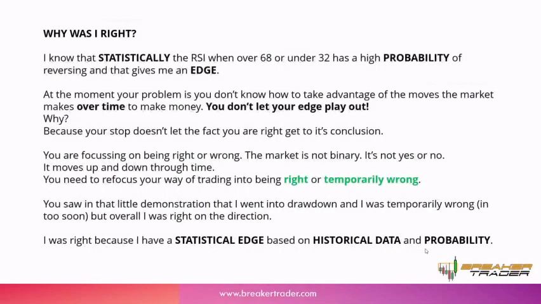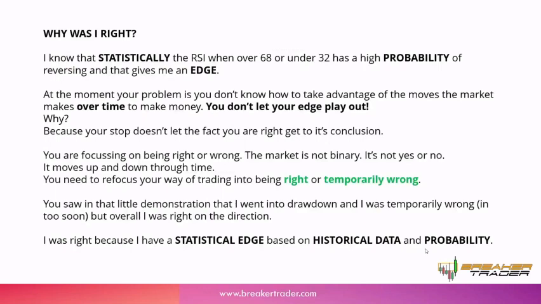Why was I right? All right, so let's have a look at why this entry strategy works. I know statistically the RSI, when it's over 68 or under 32, has a high probability of reversing, and that gave me an edge. It's not a great edge. Like I said, some people can probably live off the RSI, but on its own, it's going to give you an awful lot of false signals, and you'll spend an awful lot of time in big drawdown.